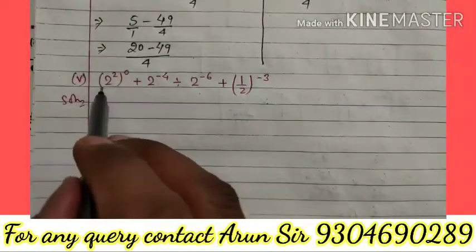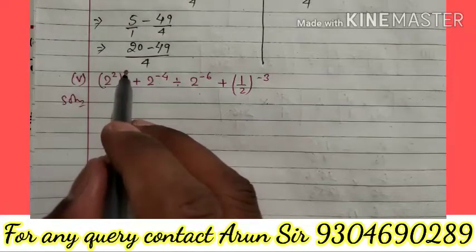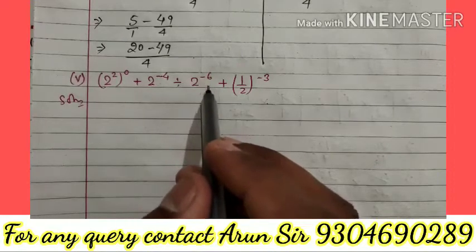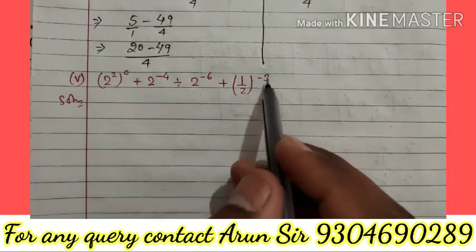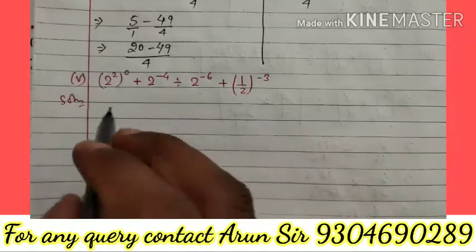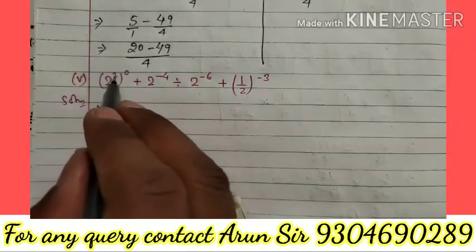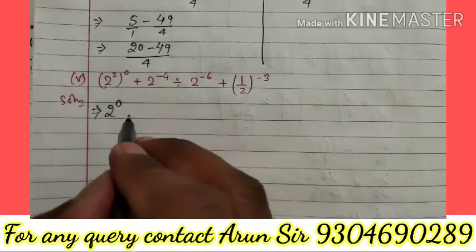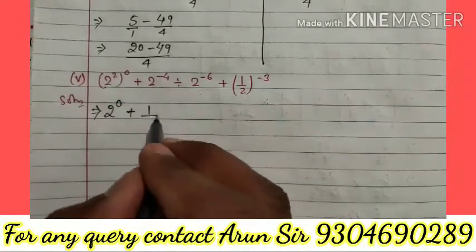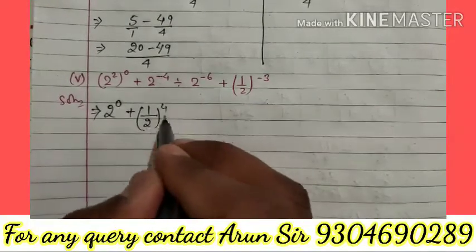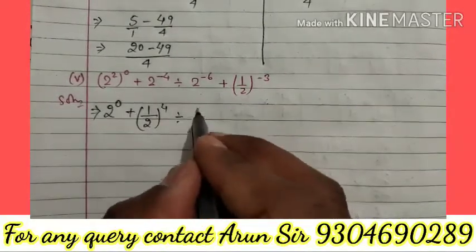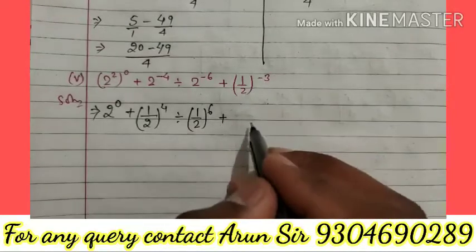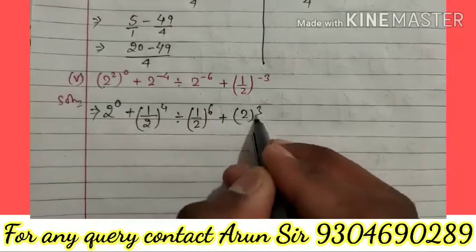Here question number 5 is 2 to the power 2 whole to the power 0 plus 2 to the power minus 4 divided by 2 to the power minus 6 plus 1 by 2 to the power 3. First of all we will open all the powers. Here 2 to the power 2 into 0, that will be 2 to the power 0, 2 into 0 is 0, plus here 2 to the power minus 4, we can write 1 by 2 to the power 4, divided by 2 to the power minus 6. Here we can write 1 by 2 to the power 6, plus 1 by 2 to the power minus 3. Here we can write 2 to the power 3.